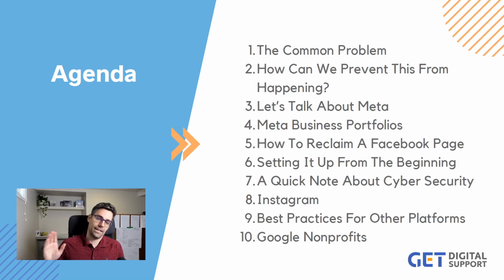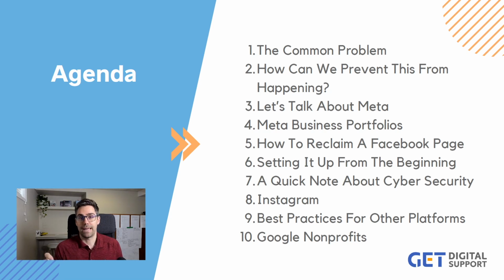So with that out of the way, let's get to our agenda for today, which is starting with the common problem. I kind of touched on it just off the top in my introduction about why I created this webinar in the first place. And then we're going to talk about how we can prevent this from happening. We're going to get straight to the point of how we can take measures to prevent this problem from happening, losing access to your properties.